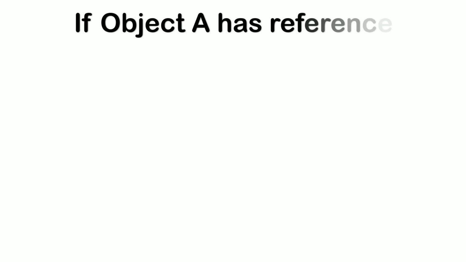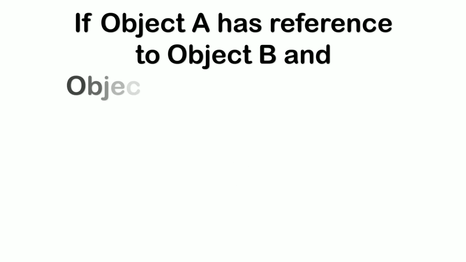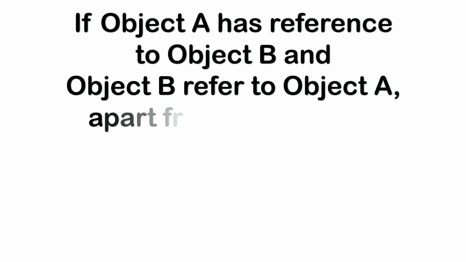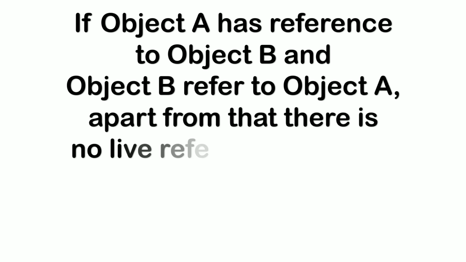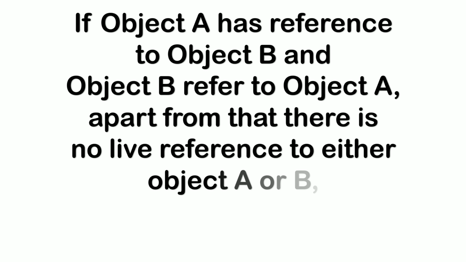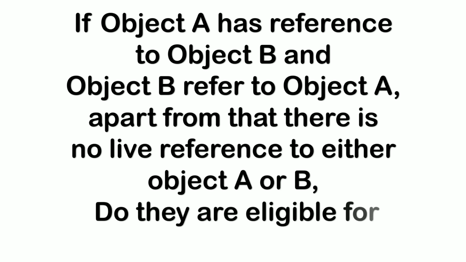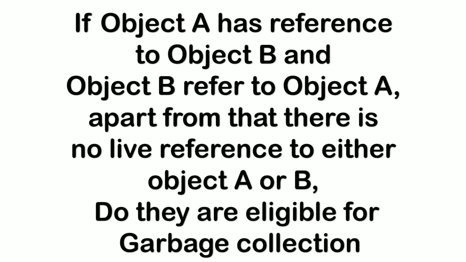Next question is, it was a tricky question, I would say. If an object A has a reference to object B and object B referred to object A, apart from that there is no live reference to either object A or object B, are they eligible for garbage collection? So to be honest, yes, they are eligible for garbage collection as far as I know. So if you don't agree with me, you can provide your answer in the comment section as well.